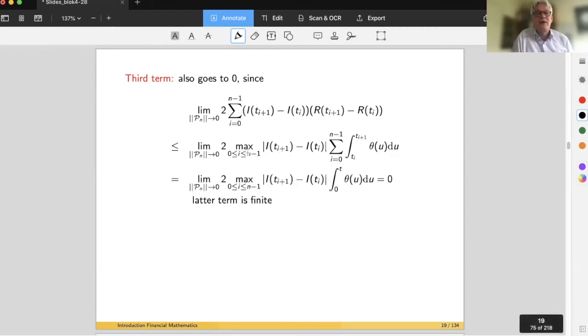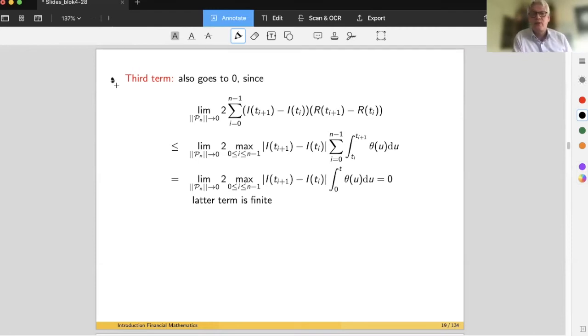And by similar reasoning, we let the mesh width go to 0. This first part will go to 0. The second part is in fact a finite integral, a well-defined integral. This term is finite, and in total, this one goes to 0. The second one is finite. In total, this is also equal to 0. So the third term also goes to 0.